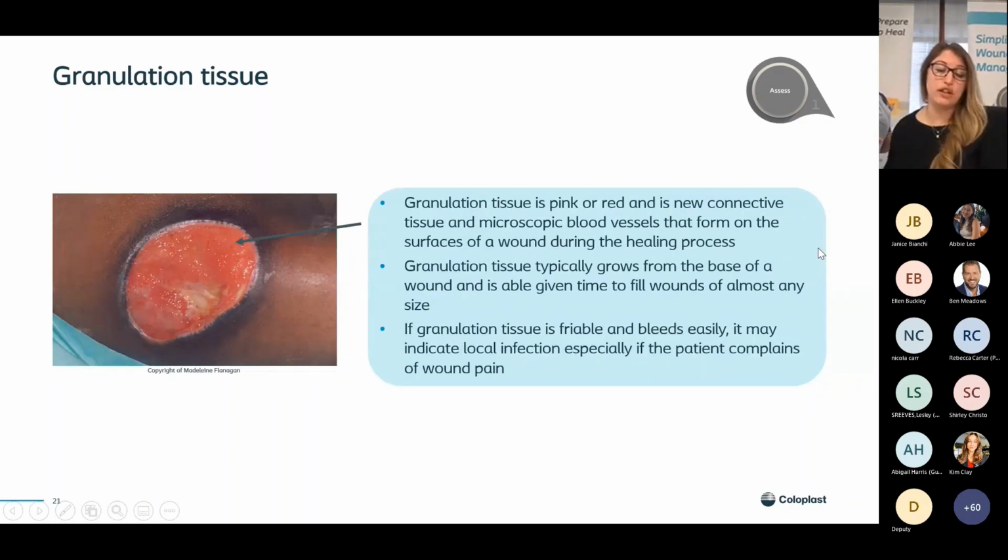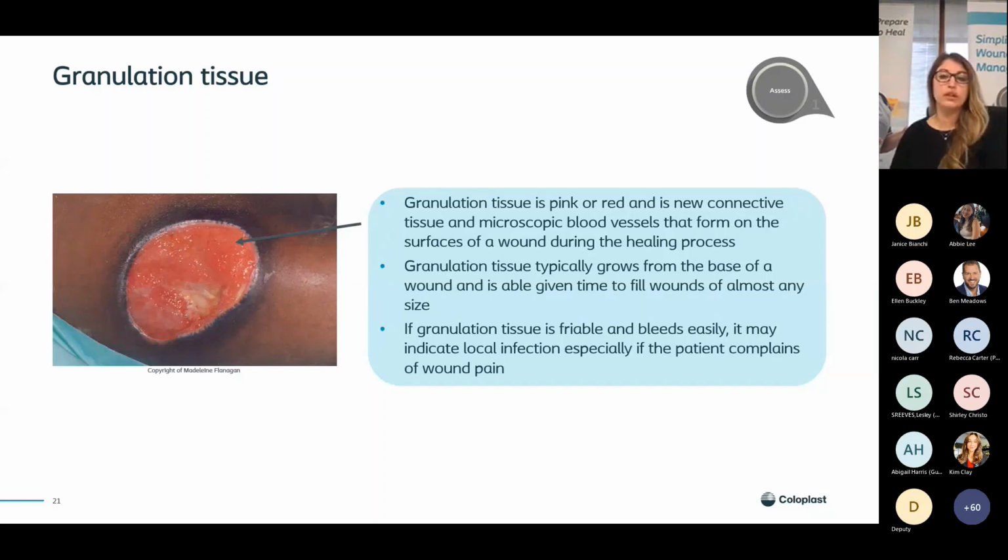So granulation tissue, now this is what we want to see in the bottom of our wounds. We want to see that nice pink or red new connective tissue that's building a new blood supply. And this is when we know that we're in a good stage of our wound healing. Now, granulation typically grows from the base of a wound up, and it will fill wounds of all sorts of sizes. It can be the smallest of wounds and it can be the largest of wounds.